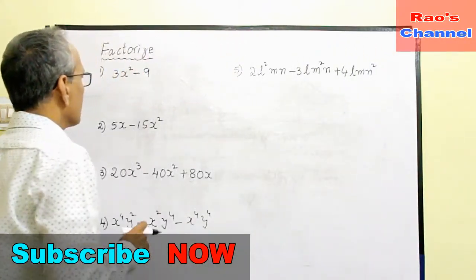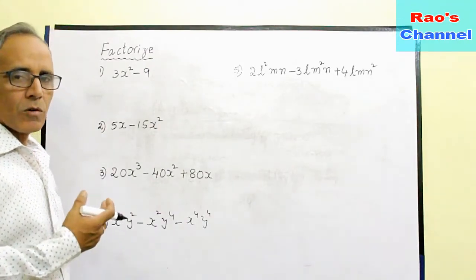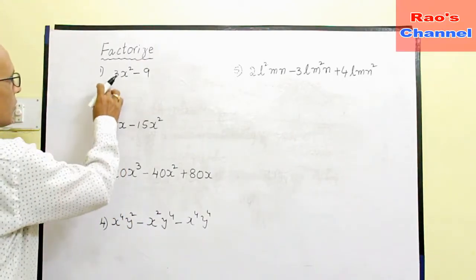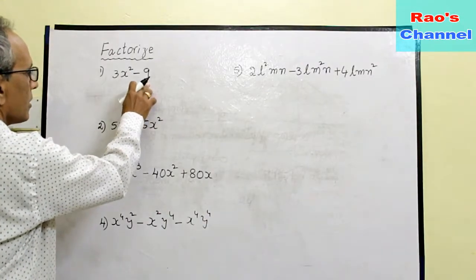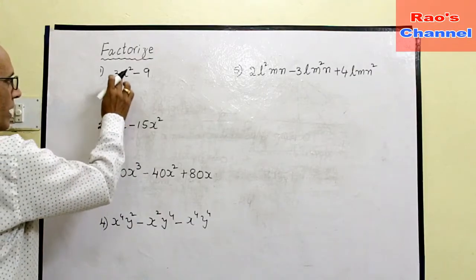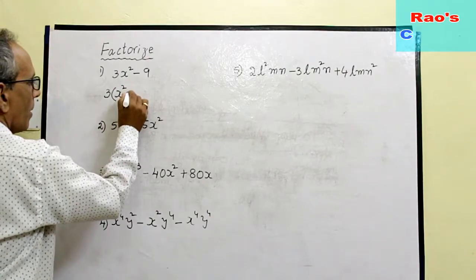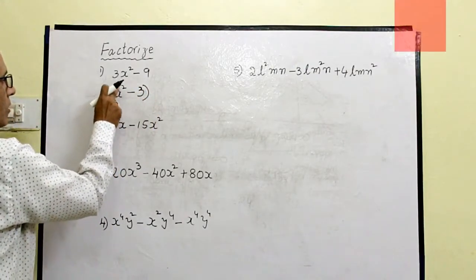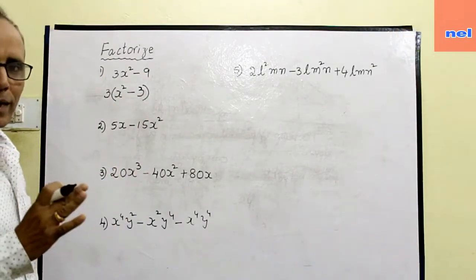See the first question, we have 3x squared minus 9. It is a binomial, but in each one we have some common factor, that is, we know clearly that 3 is a factor in the first term and also the next term. So if I take 3 as the common factor, that is the H.C.F, the rest of the factors in the expression are x square minus 3. Okay, 3 into x square, 3x square, 3 into minus 3, minus 9.